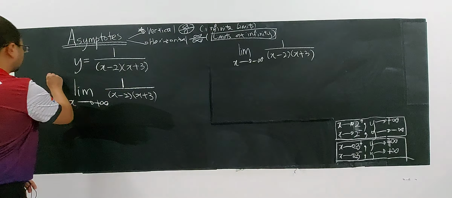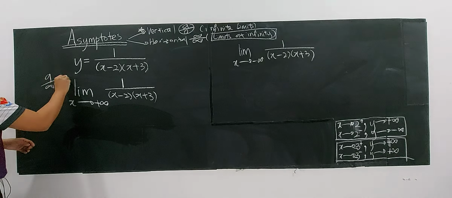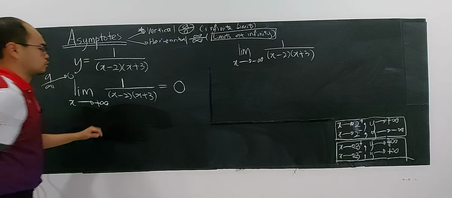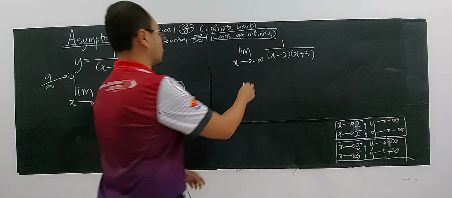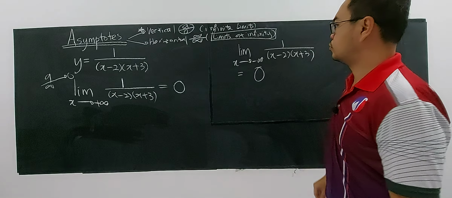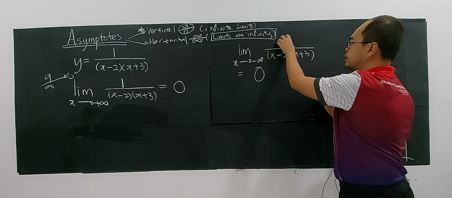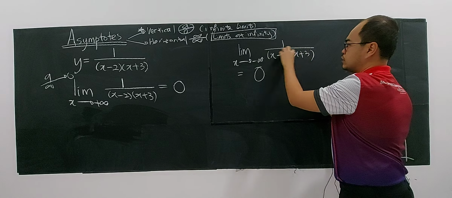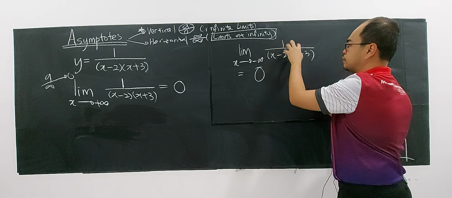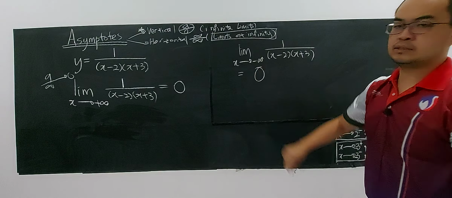A number divided by infinity, you are approaching 0. That means the limit of this, you are approaching 0. Same thing for here, so you are still getting 0. You know why? You have a number, then this is infinity multiplied by infinity, you're getting a very big number. So a number divided by something very big, you're getting 0, right?